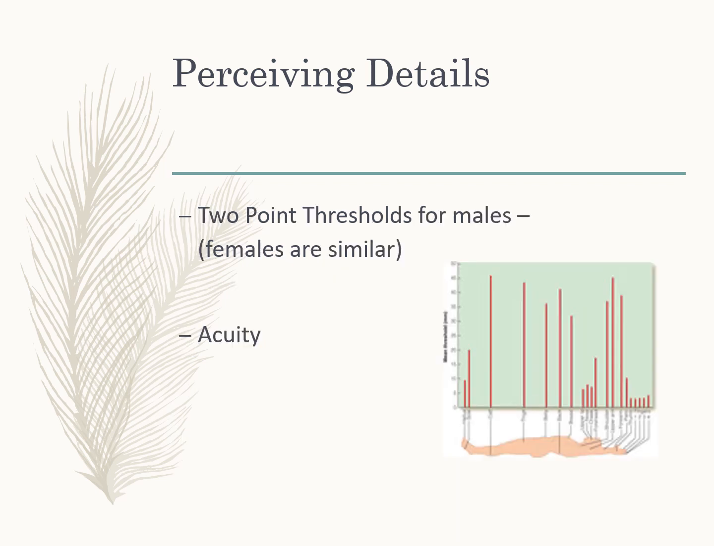This matches up nicely with our 2-point thresholds. So the lower the threshold, the more sensitivity, right? And you can see there's more sensitivity on the face and there's more sensitivity on the hands. So those low bars. Whereas when we get to the arms or the legs, we have worse acuity. We have higher thresholds.